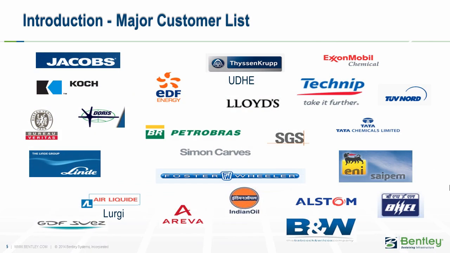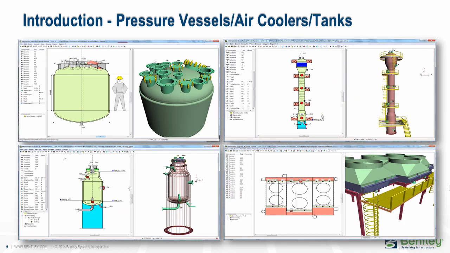There are several users worldwide, including major EPCs using AutoPIPE Vessel like Jacobs, Technip, and Saipem, nuclear EPCs like Areva and Babcock & Wilcox, inspection authorities like Lloyds, SGS, and Bureau Veritas, as well as oil and gas companies like Petrobras and ExxonMobil. Shown here are examples of some of the equipment designed using AutoPIPE Vessel.